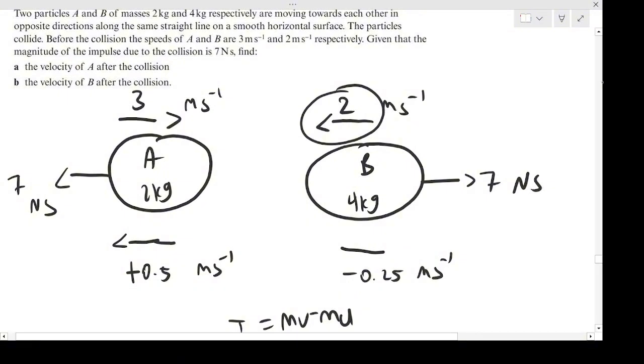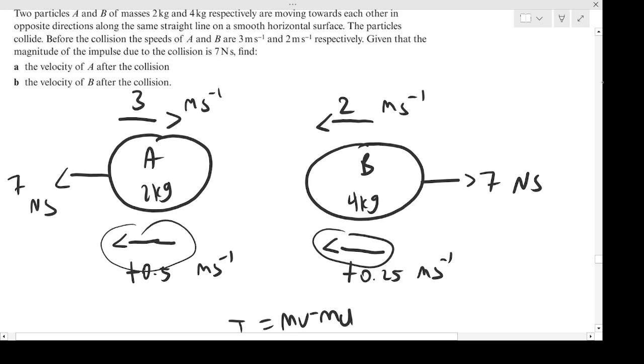And so the true direction is actually telling me it's going backwards. Okay. And so then it becomes positive. So actually it turns out none of them are moving forwards. They're actually both going to move backwards afterwards. Okay. So there we are.